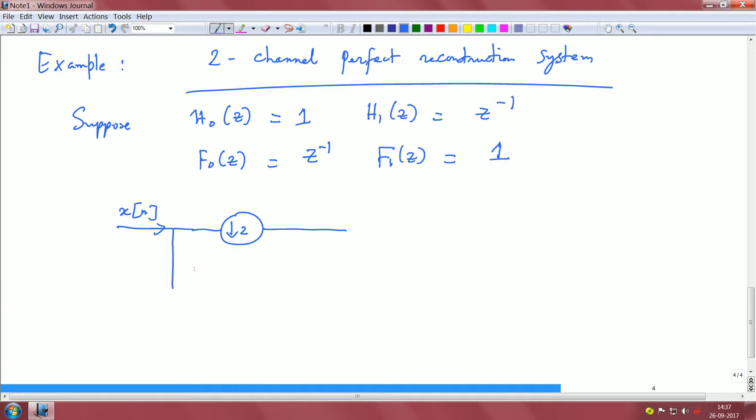Now, in the other branch we have a delay which is corresponding to this filter H1 of z. This goes through a downsampler. At this point we have V naught of n and V1 of n. Let us assume that we do not do any quantization, etc. So, basically we just upsample by 2 on each of the 2 branches.